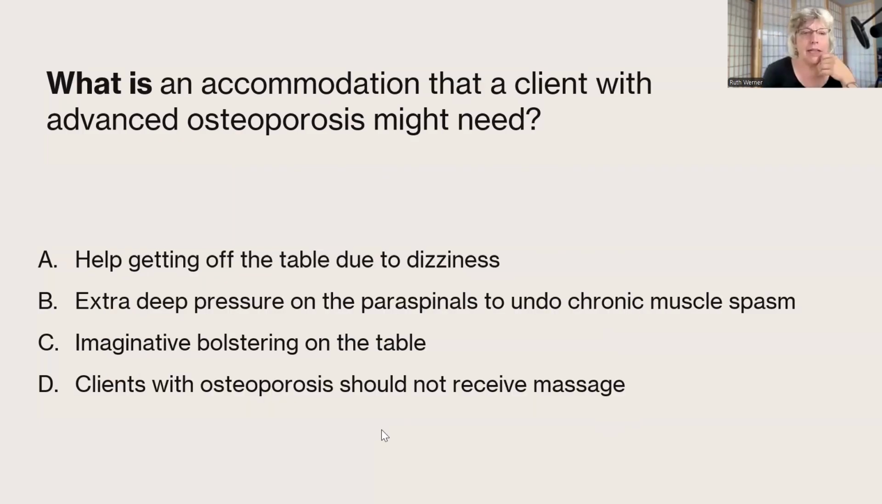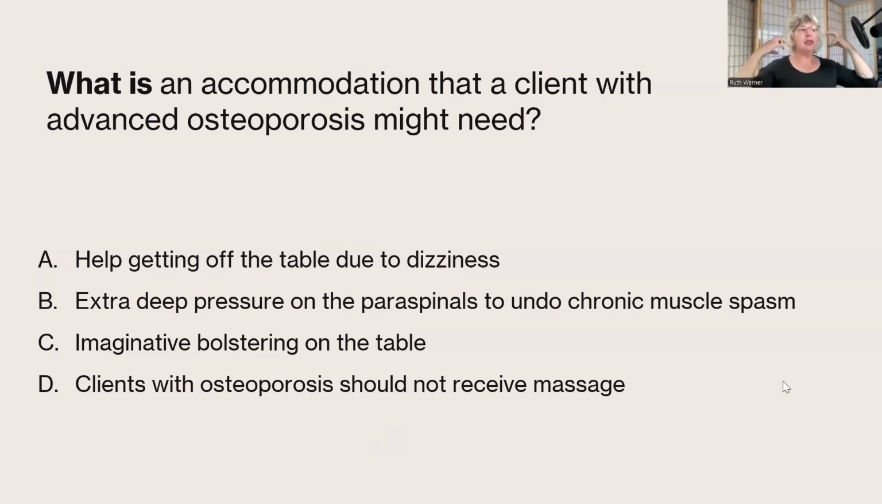A, help getting off the table due to dizziness. That's an option, but it's not a good one because osteoporosis and dizziness don't really go together. B, extra deep pressure on the paraspinals to undo chronic spasm. Let's think about extra deep pressure for someone whose bones are crumbling. Not a great option.